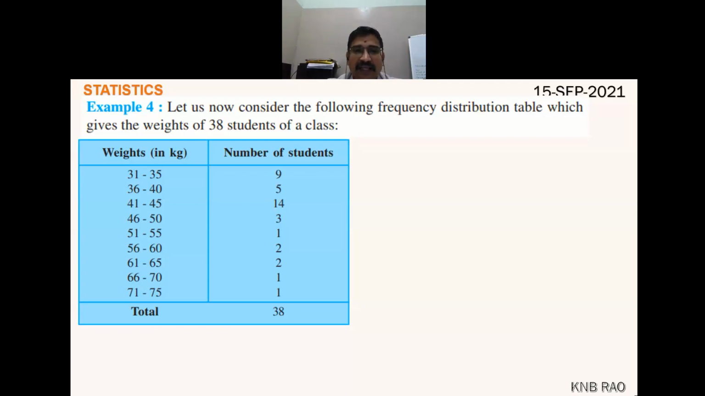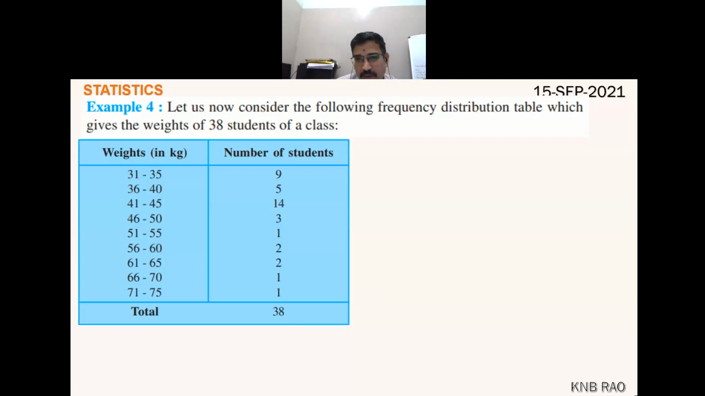Okay. Digital watches show time correct to seconds, and some clocks show correct to minutes only. Digital clocks can show correct to microseconds also. The same way, digital weighing machines will show decimal points, even up to 4 or 5 decimal places. It depends on the machine. Now, this is an inclusive class interval.